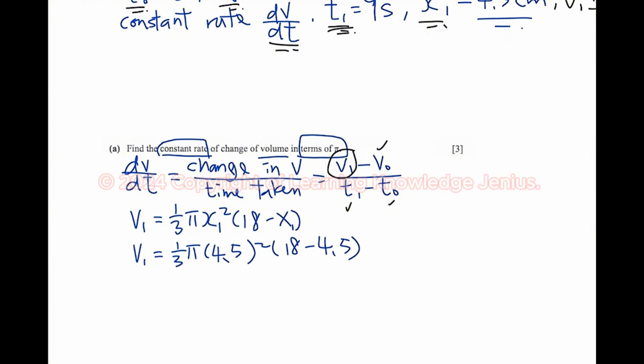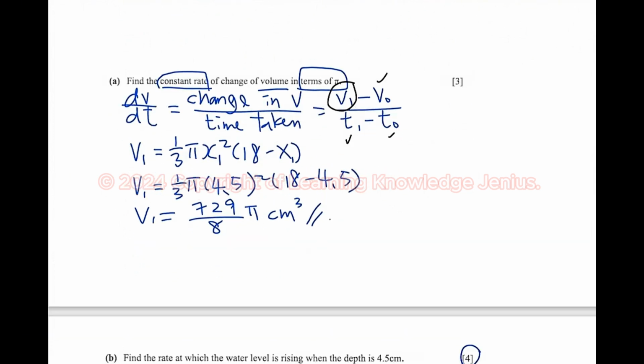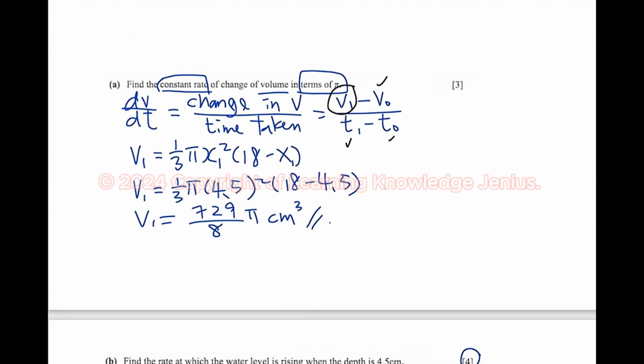And you can do the calculation. So you will get V1 is equal to 729π/8 cm². Okay. So after we have found it, we can now apply the formula to find out our dV/dt.